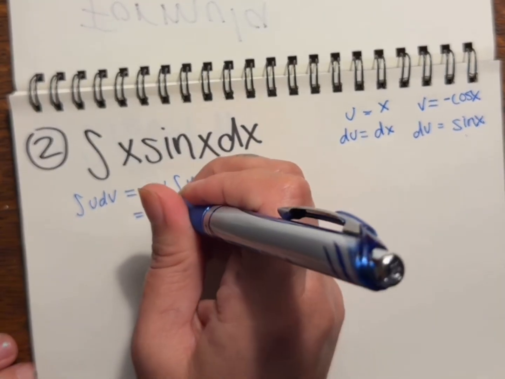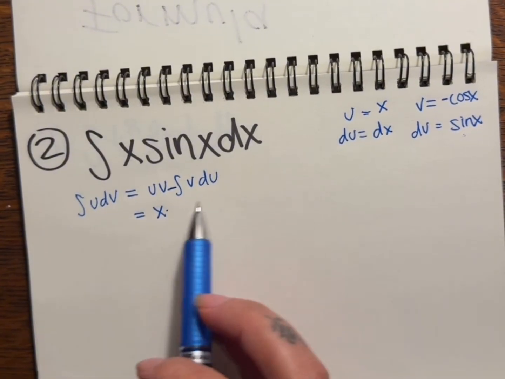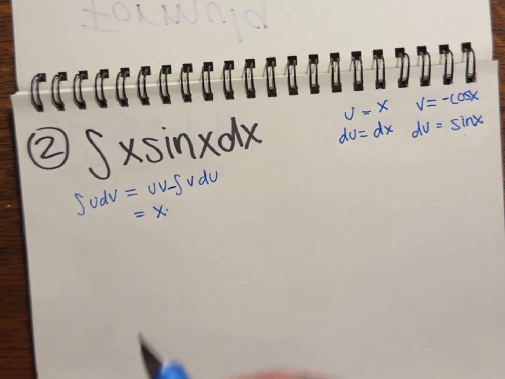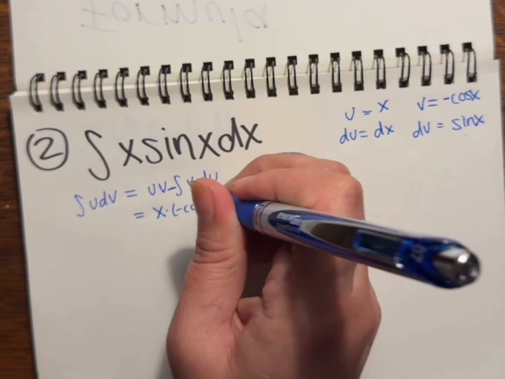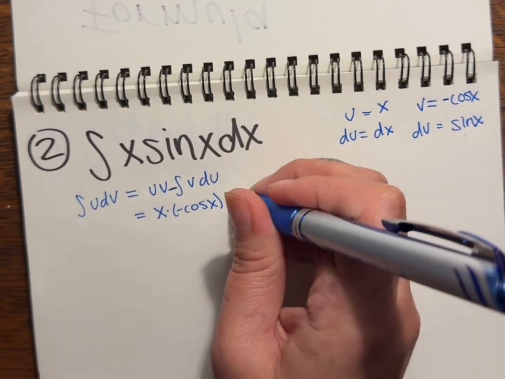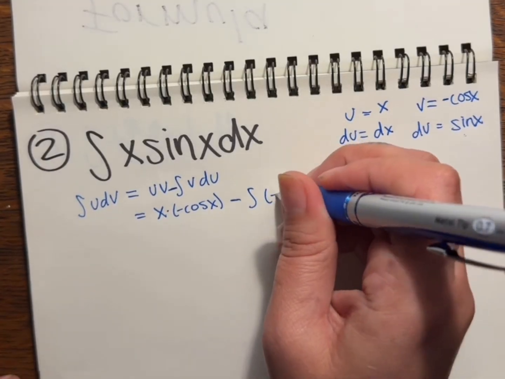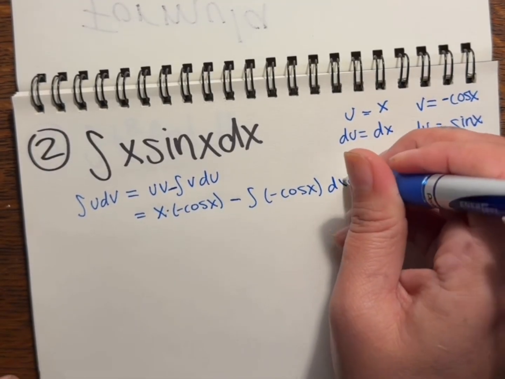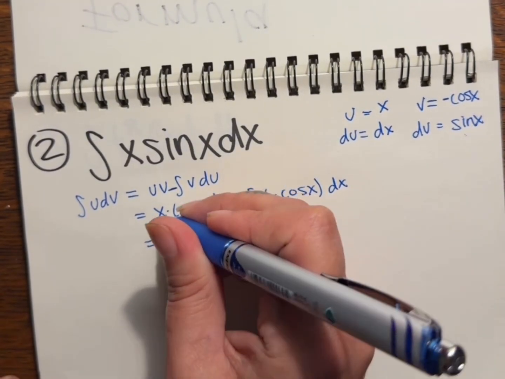Now we just plug everything in. So it's going to be x times, and then the minus, don't forget the minus. So when you do these memorizations, it's just important to remember where you have that minus sign and where you have the integral signs. Okay, so it's u times v, which is negative cosine x, minus the integral of v, which is negative cosine x, times du, which is dx. So I'm going to bring that negative out to the front.